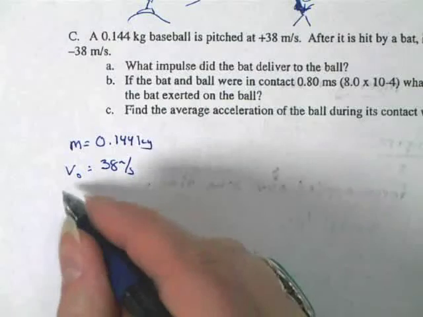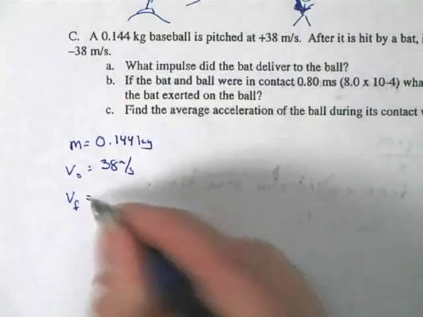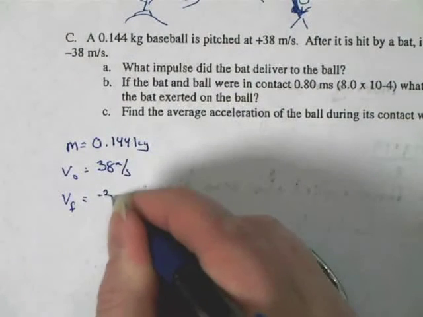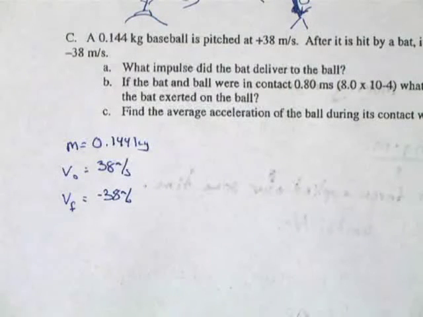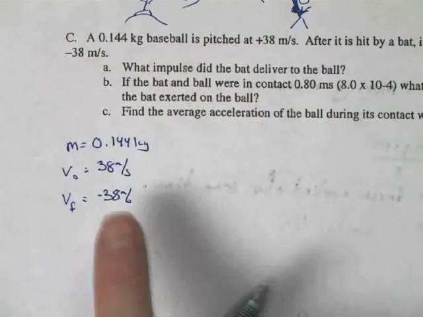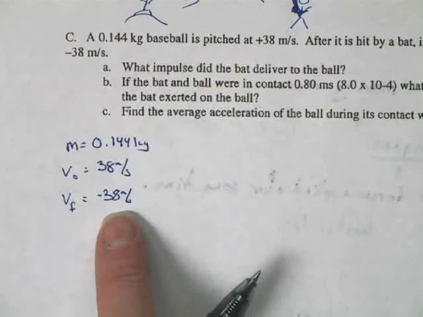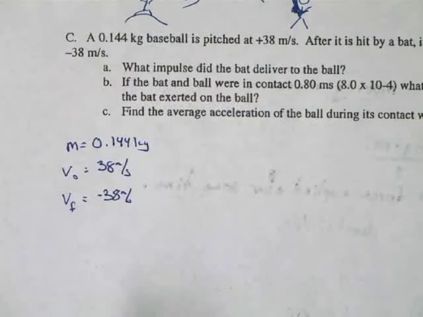Okay. So, givens. Mass, 0.144 kilograms. V original, the pitcher throws the ball at a speed of 38 meters per second towards the batter. When the batter hits the ball, it returns towards the pitcher. In this case, it's negative 38 meters per second.